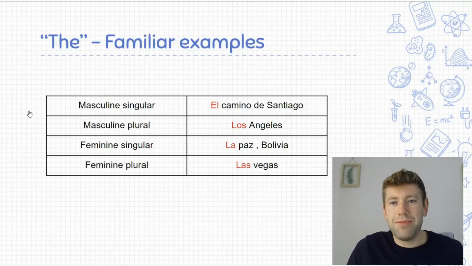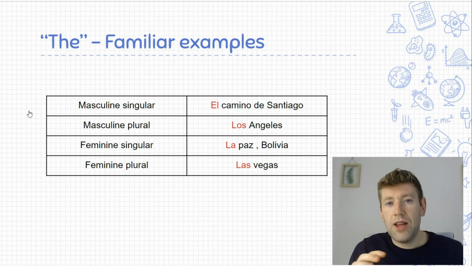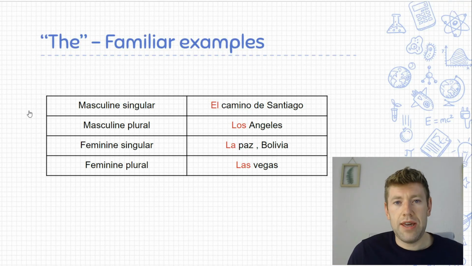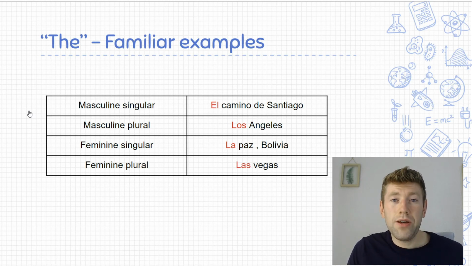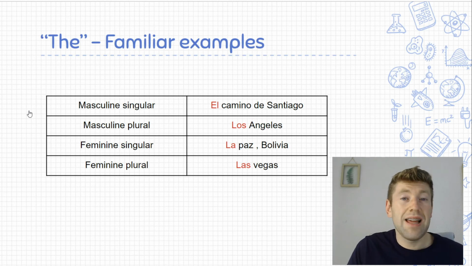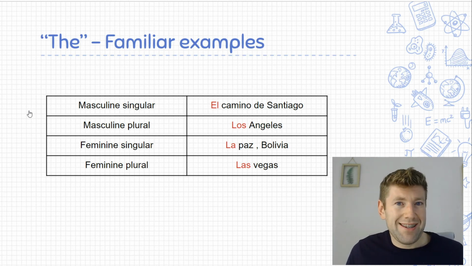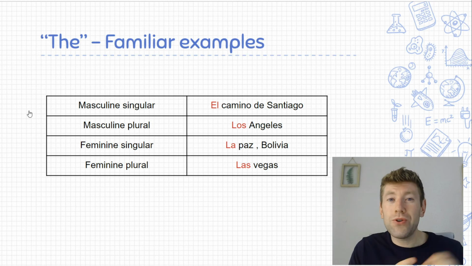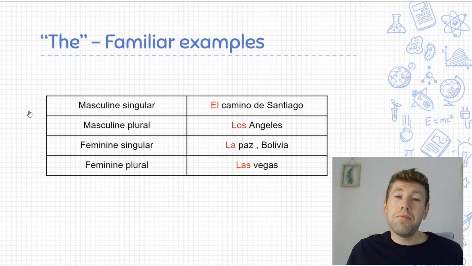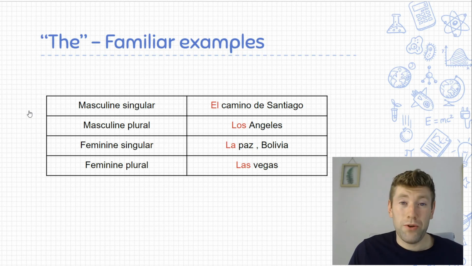So it might seem like a lot to take in, but you've probably already seen these before because if we look at some famous examples, you have El Camino de Santiago. So it's like the way or the walk of St. James. So El Camino. That's a singular masculine noun, camino, so it has el. But if we look at Los Angeles, the angels, that's plural, so you have los. The same way you have La Paz in Bolivia, which would be the peace, because it's singular. But you have Las Vegas in Nevada, because that's a feminine plural, and that would mean the meadows.